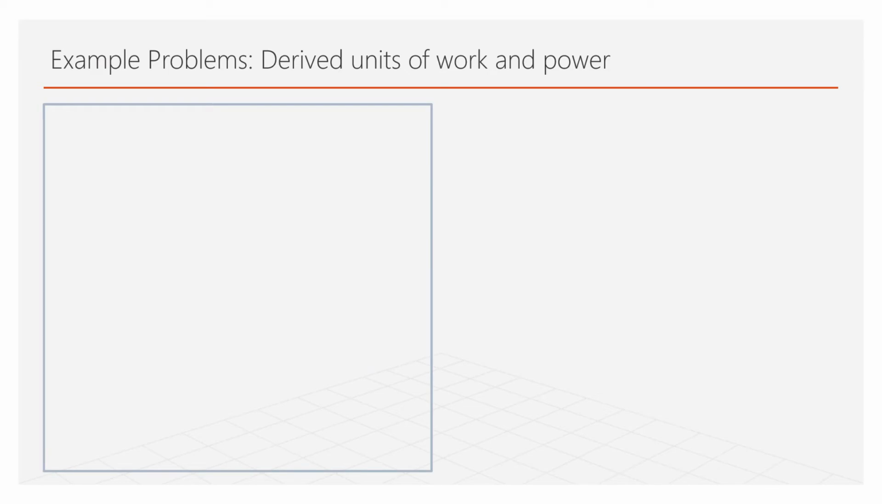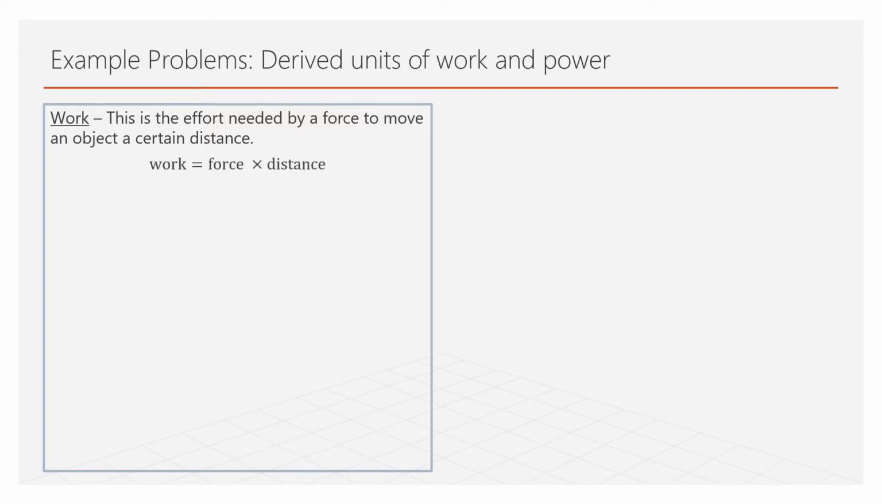As an example problem, let's find the derived units of work and power. Work is the effort needed by a force to move an object a certain distance. The equation for work is work equals force times distance. We can then apply the square bracket operator to this equation and get that the dimensions of work equal the dimensions of force multiplied by the dimensions of distance.